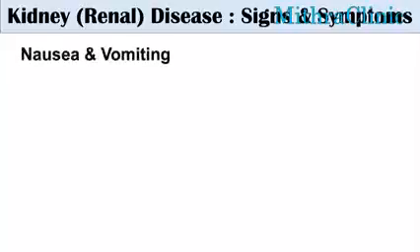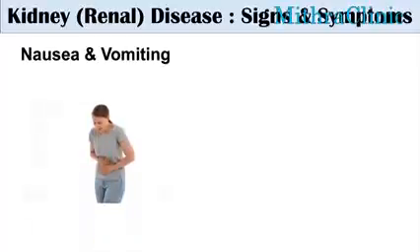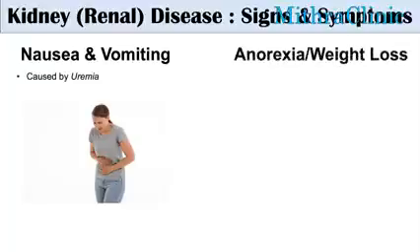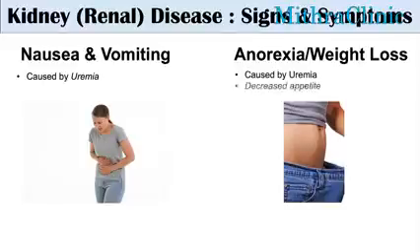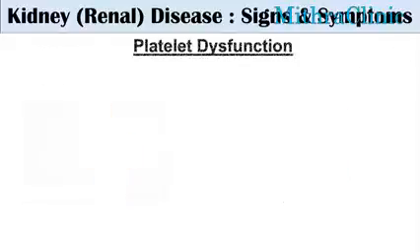And uremia can cause some other signs and symptoms as well, including nausea and vomiting. Patients who are in an advanced stage of kidney disease are oftentimes very nauseous and don't feel very well. This is again caused by uremia. And this can lead to anorexia or weight loss. So patients can become very thin, again caused by uremia, ultimately caused by this nausea and vomiting. So they have a very low appetite or decreased appetite.